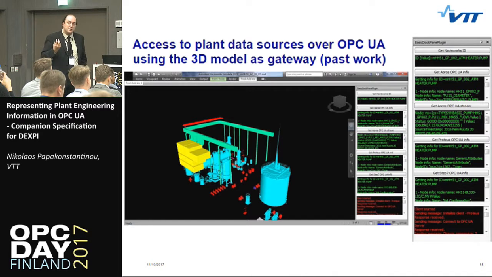So it is important to be able to see OPC UA as a way to access also other kinds of information other than just machine automation data from the machines of the plant.